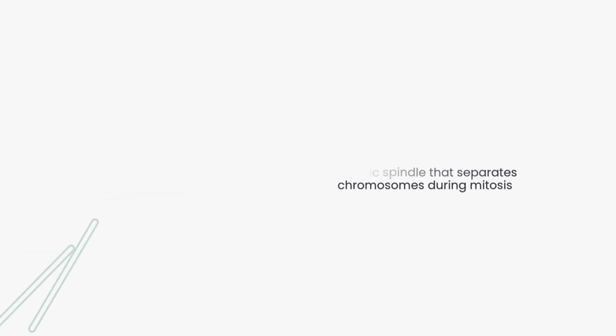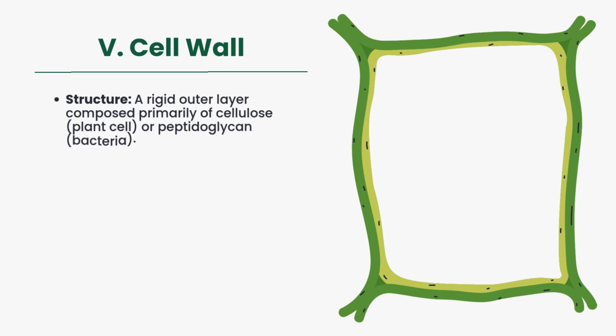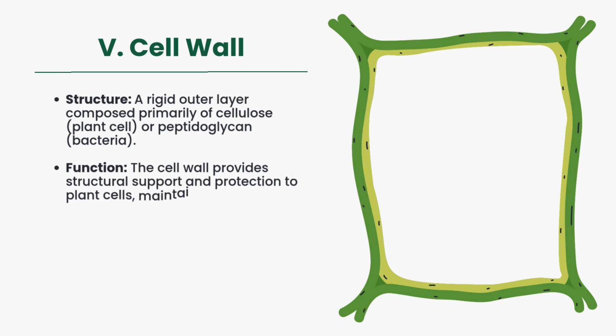Cell wall. Only in plant cells. A rigid outer layer composed primarily of cellulose. The cell wall provides structural support and protection to the plant cells, maintaining cell shape and preventing excessive water uptake. But do note that prokaryotes also may have a cell wall, but it's made out of peptidoglycan.